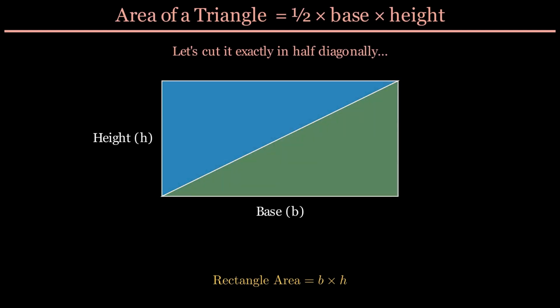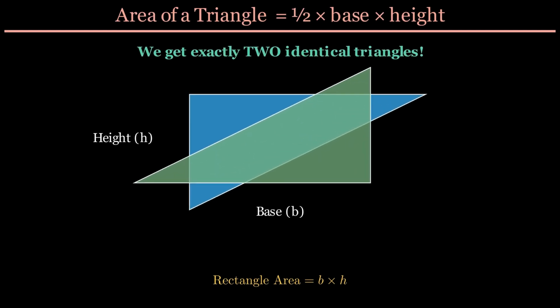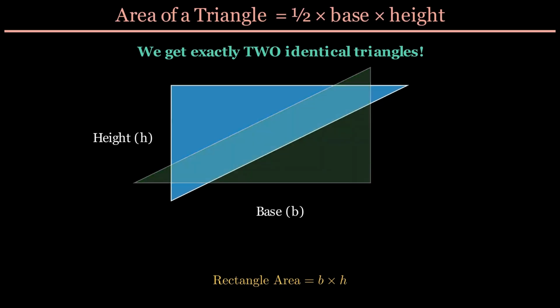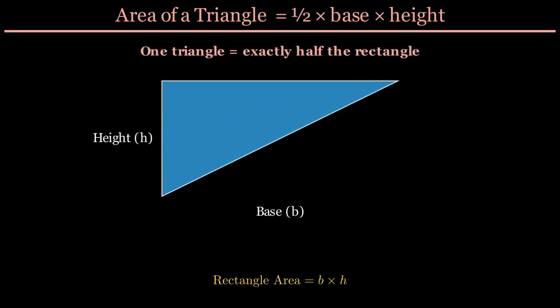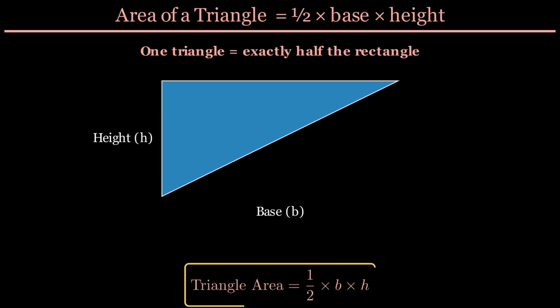Watch as they slide apart. Both are the same size and shape. Now focus on just one of those triangles. It is exactly half of the original rectangle, so its area must be half of base times height. And that gives us our beautiful formula. Area of a triangle equals 1/2 times base times height.